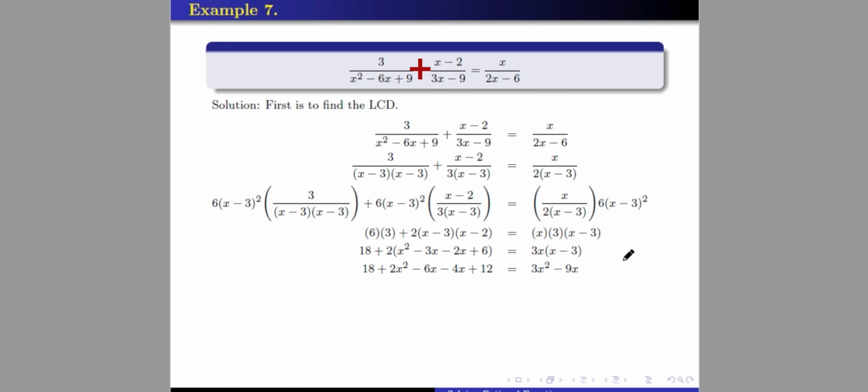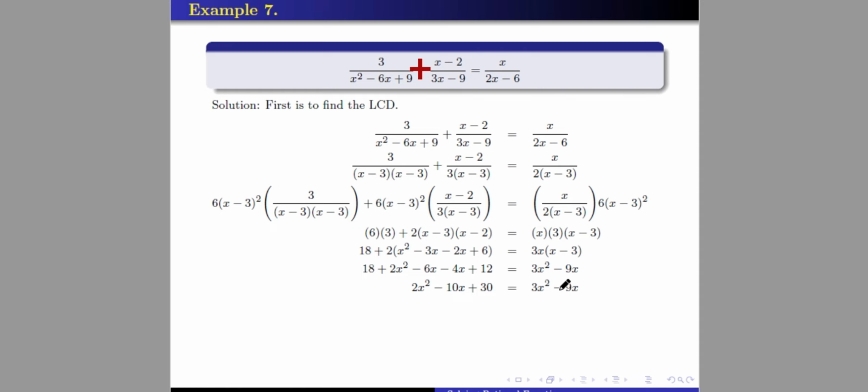And on the right hand side, you distribute 3x. So we have 3x squared minus 9x. And then combine like terms. We have 2x squared. Negative 6x minus 4x is negative 10x. Then 18 plus 12 is 30. And then just copy the right hand side.